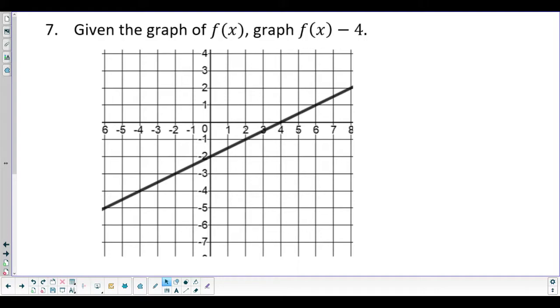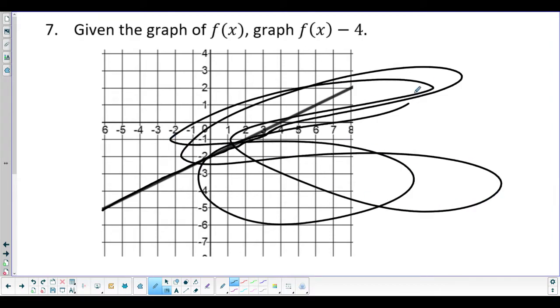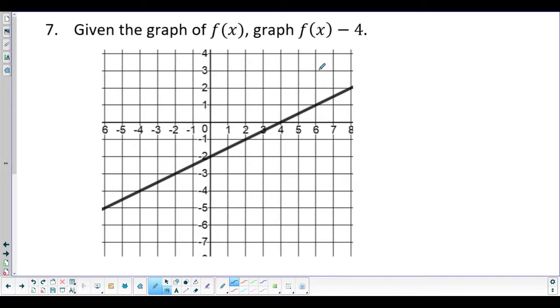All right, problem 7. We're so close. Okay. Given the graph of f of x, which is this original line here, right? Graph f of x. I was trying to do it straight and then it just did not work. Here we go. You see the black line. I was outlining in black. Given this graph of f of x, graph f of x minus 4. That's what's happening here. Okay.